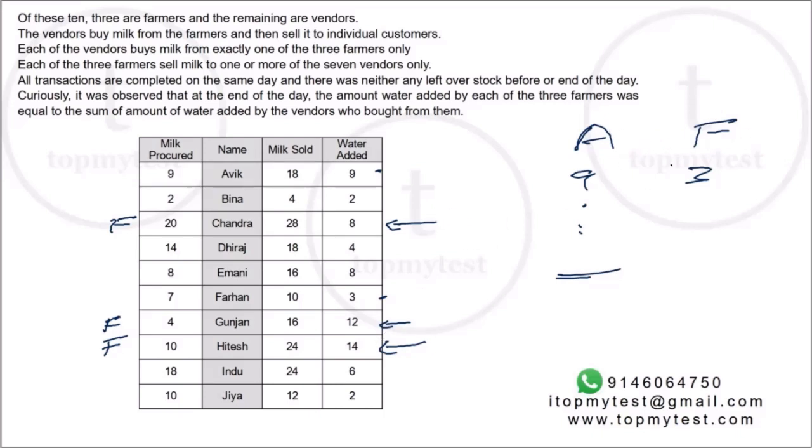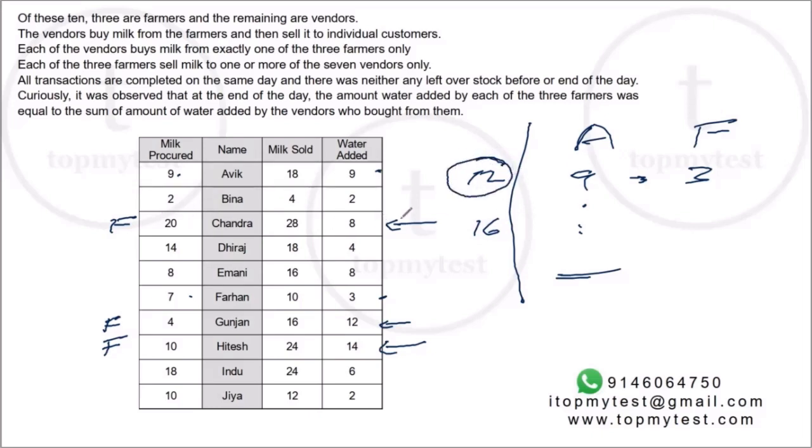So we know for sure that Avik and Farhan buy from the same farmer. Now we need to figure out who it is. The total water added between the two is 12. How much have they bought? 9 plus 7. 9 plus 7 is 16. So they have bought 16 liters, right? Out of which 12 is water.